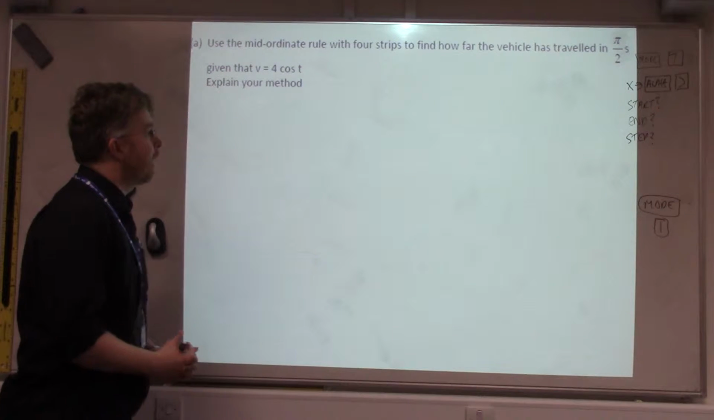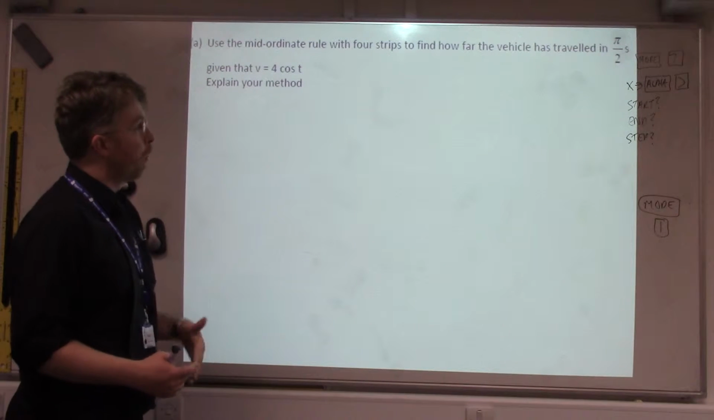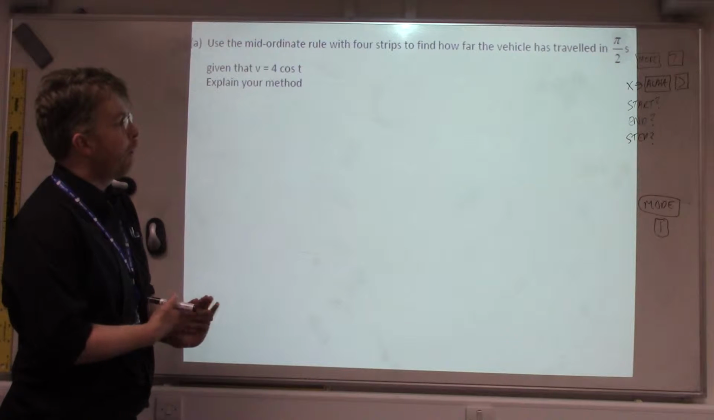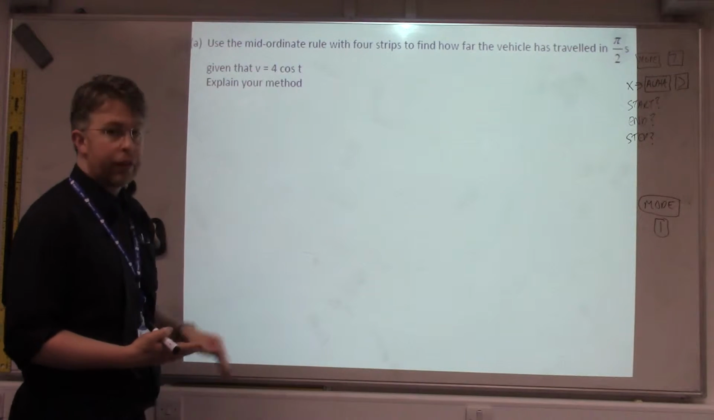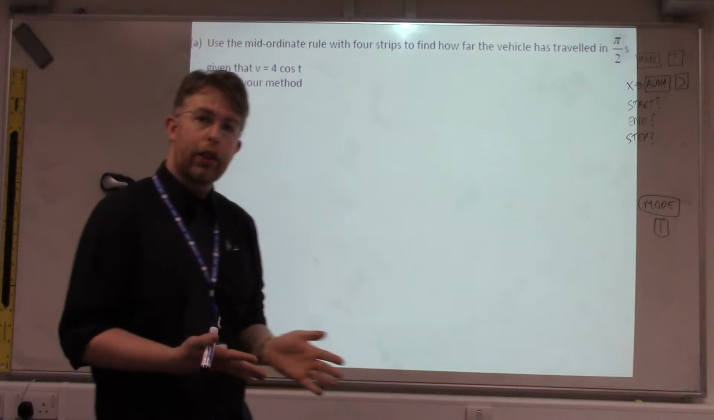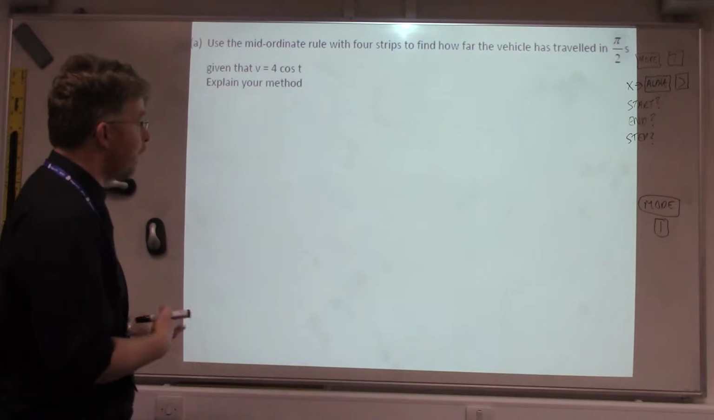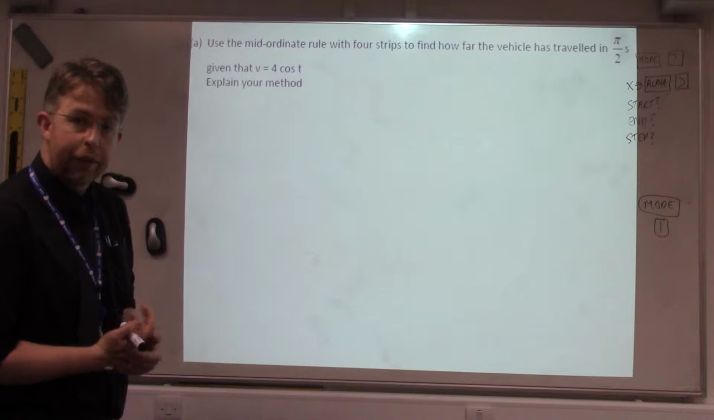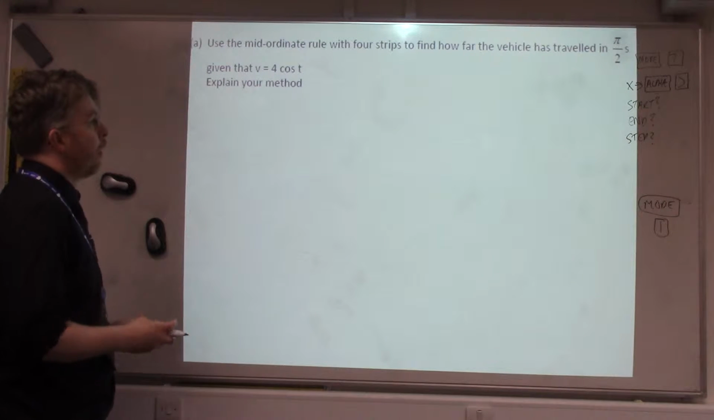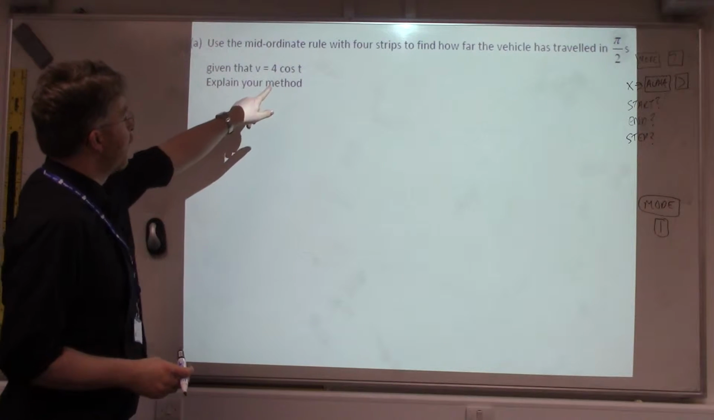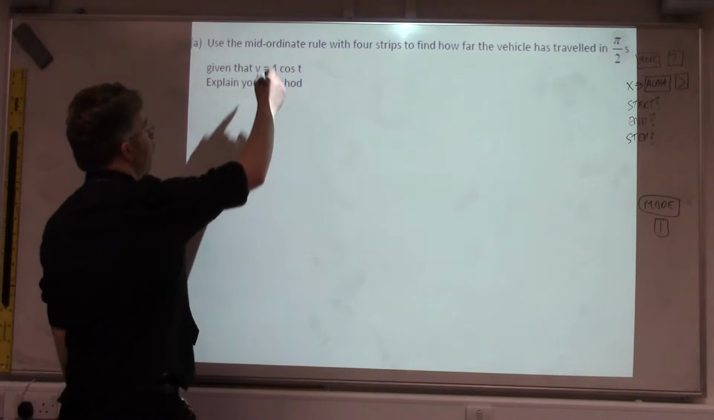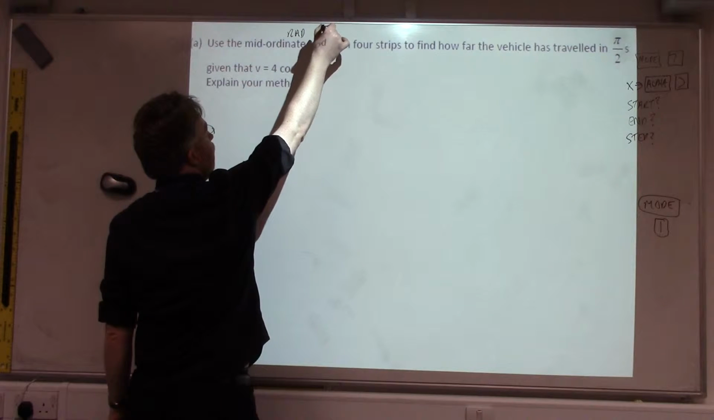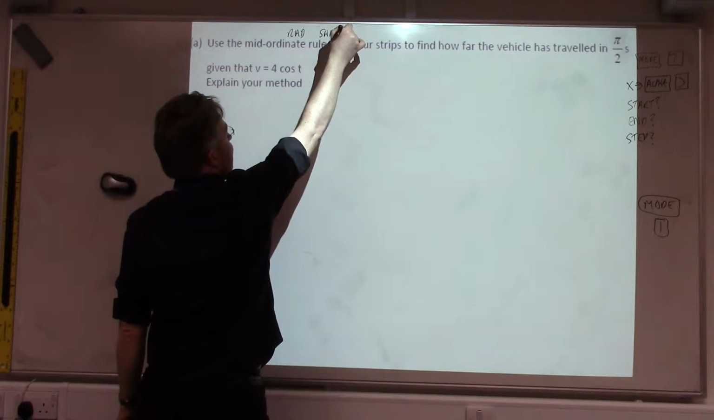Right, again, as in the last one, we need to use the mid-ordinate rule to find out how far the vehicle's travelled in pi over 2 seconds, given that v is equal to 4 cos t. So this process works very similarly to the last section, but the numbers are different and the formula is different. Bear in mind that we're working with trig, so we'll need our calculators to be in radians. So for radians, we need to press shift mode 4.